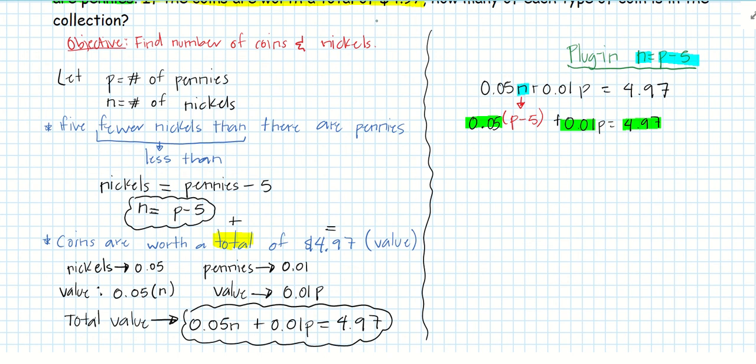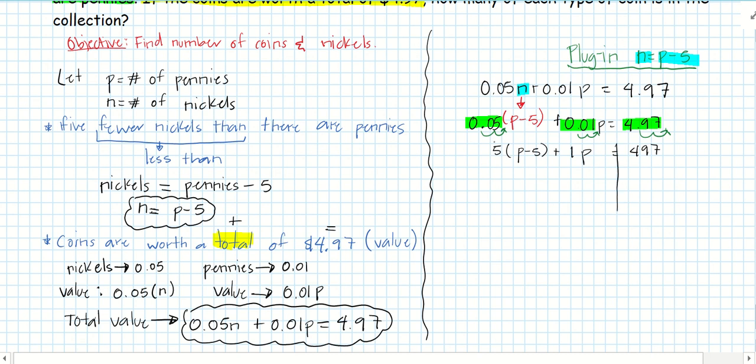So again, I am moving this twice on each. And the way that I move it twice, it's like we're multiplying each of the terms by 100, since that's what's making the decimal point move twice to the right. So we end up with 5 times (p minus 5) plus 1p equals 497.